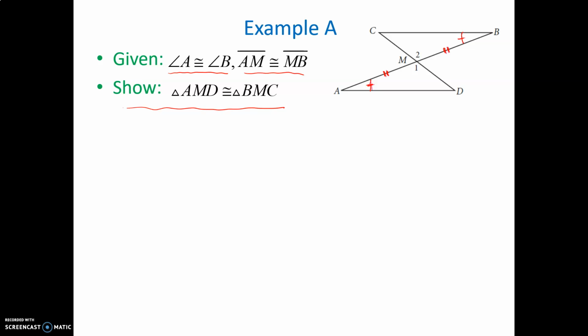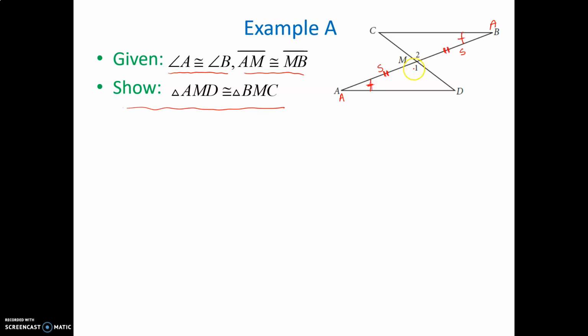Okay, now if I'm trying to figure out that those two triangles are congruent to each other, I either need SSS, SAS, ASA, or AAS. So what do I have so far? I have an angle here and an angle here. I have a side here and a side here.